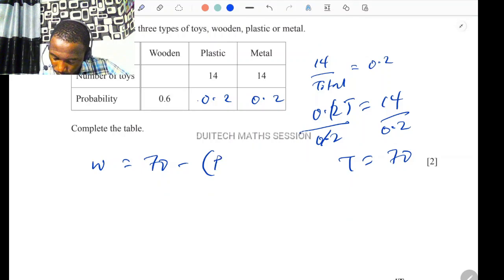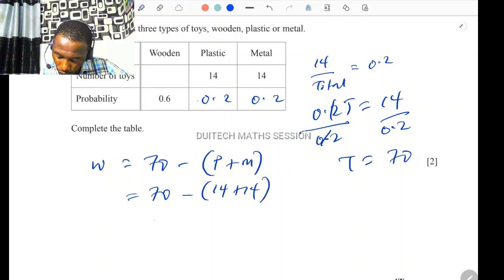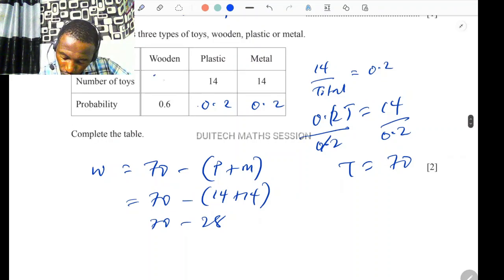Plastic plus metal. So we have 70 minus 14 plus 14. So 70 minus 28. So 70 minus 28 is 42. So here is 42.